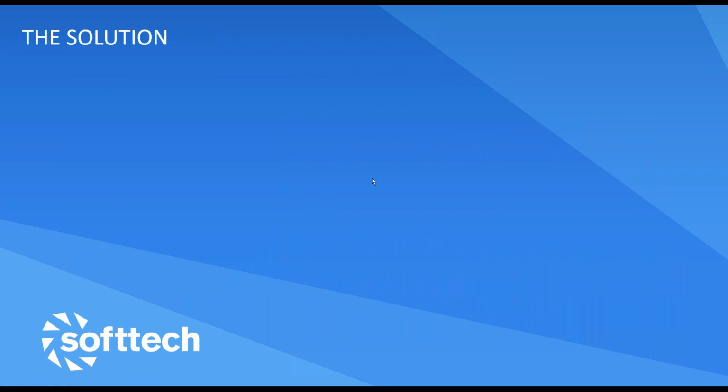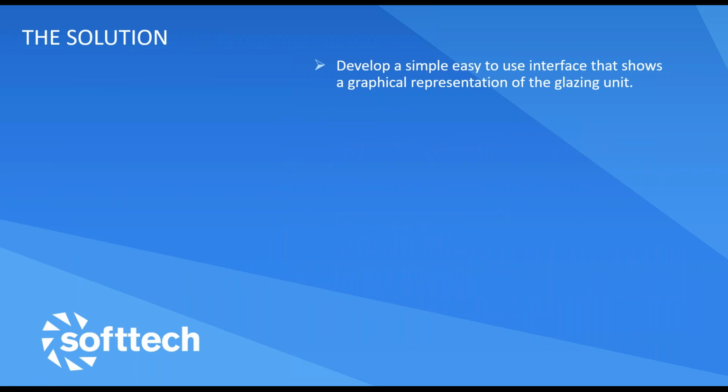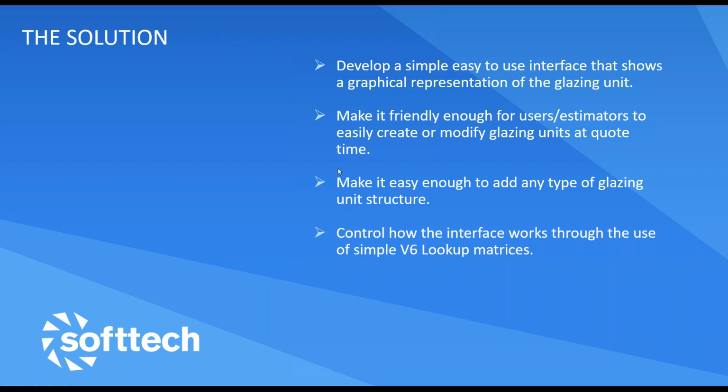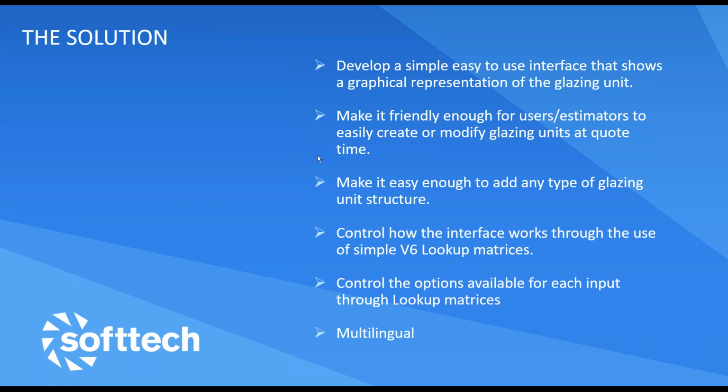So the solution: develop a simple, easy-to-use interface that shows a graphical representation of the glazing unit. Make it friendly enough for users, estimators to easily create or modify units at quote time. Make it easy enough to add any type of glazing unit structure. Control how the interface works through the use of simple V6 lookup matrices. Also control the options available for each input through, once again, lookup matrices. Make it multilingual.